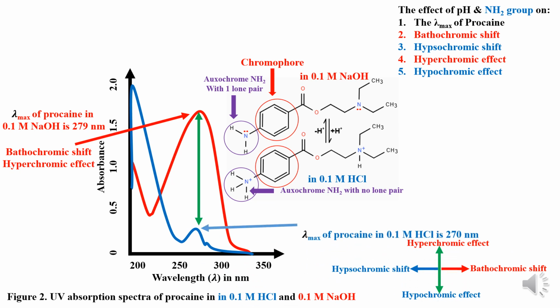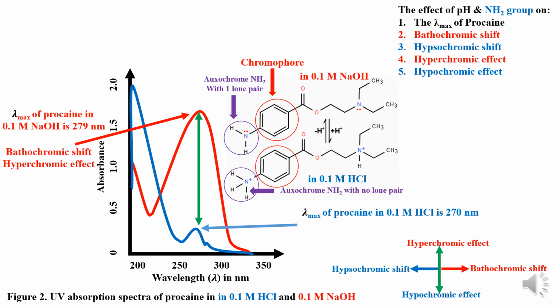Now under acidic condition, what happens to the primary amino group? The primary amino group is getting protonated, where the lone pair of electrons on the nitrogen atom is lost due to protonation, and under acidic condition, the primary amino group no longer functions as an auxochrome, and therefore there is a fall in the lambda max.